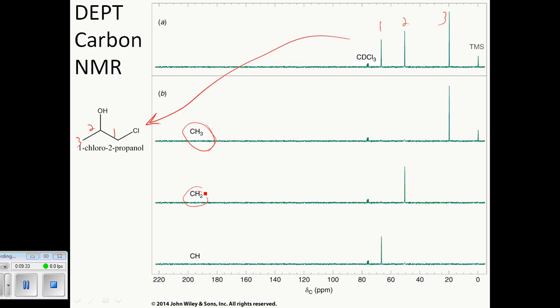This one shows only the CH2 signal, so this is our number 1. And then the final one is a CH signal, so that would be our number 2. So if you want to go back and correct up here, it'd be 2, 1, and 3. So DEPT helps you figure out which one's which, particularly where they're close to each other.